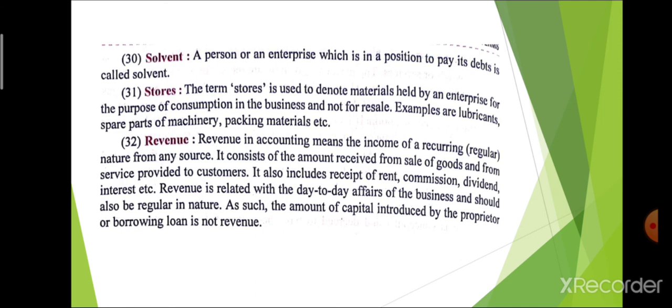Revenue, we already considered that point. With this point, our chapter is finished, and that is a very important chapter for understanding accounts. So students, with the help of the next video, we will discuss the next chapter.